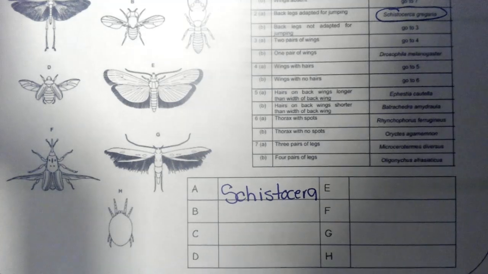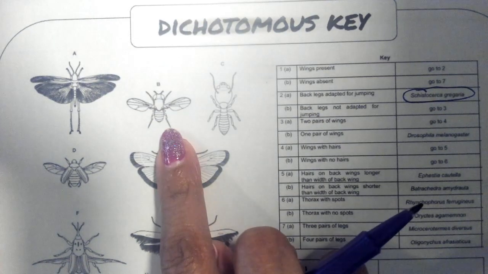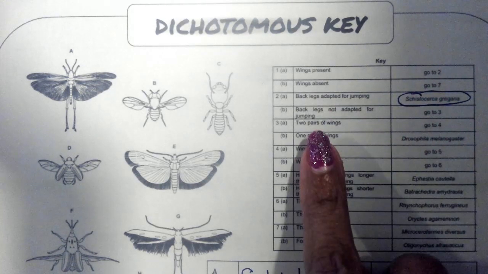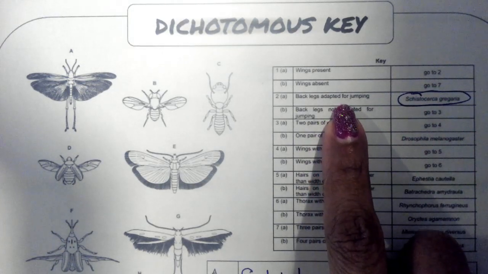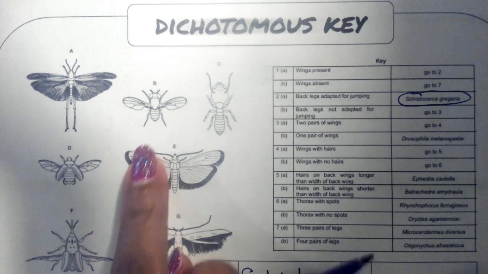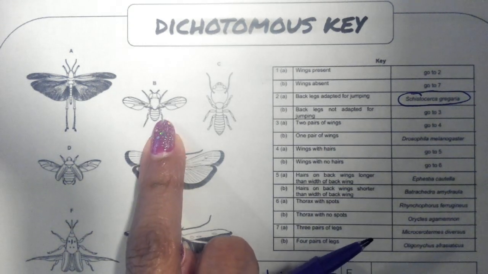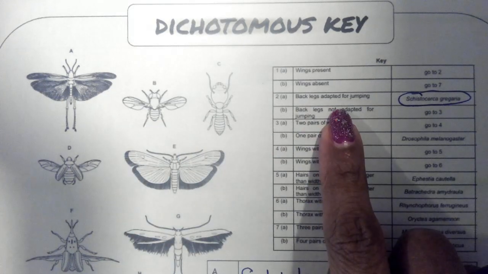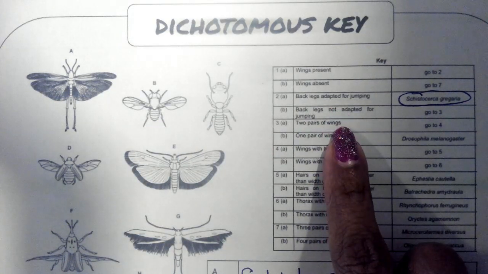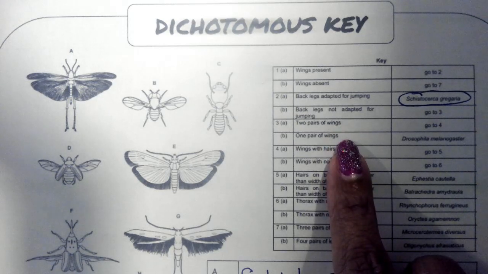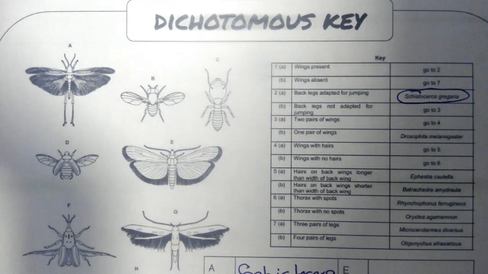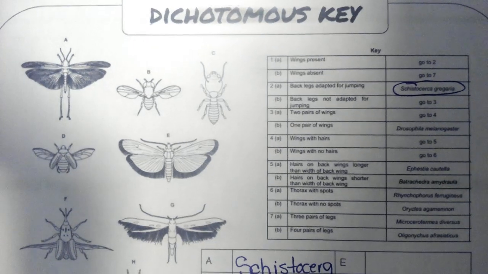Okay, so the next one we're going to look at is letter B. Okay, wings present, wings absent. It has wings, so we go to 2. Back legs are adapted for jumping, are not adapted for jumping. So if you look, his legs are kind of straight. There's not really a joint there. They're bent, but it's not really a joint. So they're not adapted to jumping, so you go to 3. Does he have 2 pair of wings, or one pair of wings? Okay, let me start over with that one. I'm sorry.